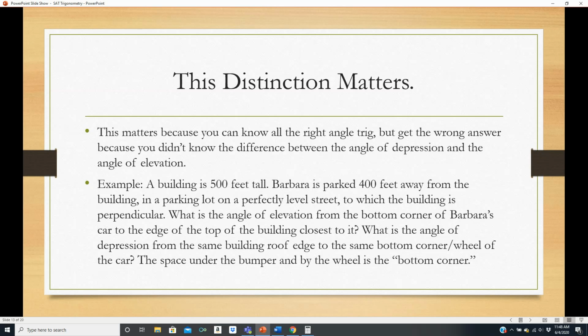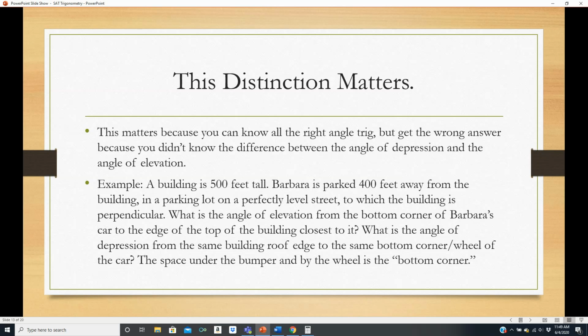A building is 500 feet tall. Excuse me. Barbara is parked 400 feet away from the building in a parking lot on a perfectly level street to which the building is perpendicular. Again, I'm setting it up so we know it's a perfect right triangle. That way some kid can't say, well, buildings tend to settle, so I have no idea if that's a right angle or not. And how do you know that the ground is level? Because I told you. That's how I know.